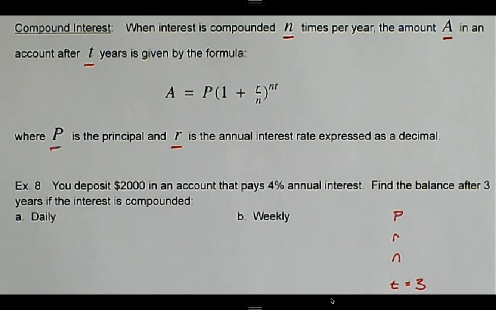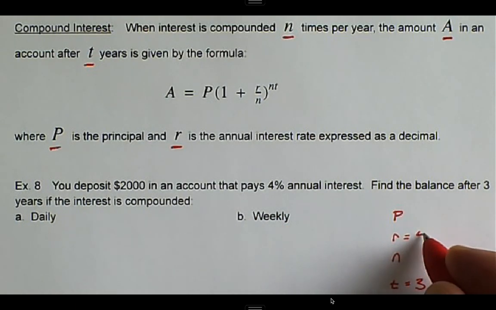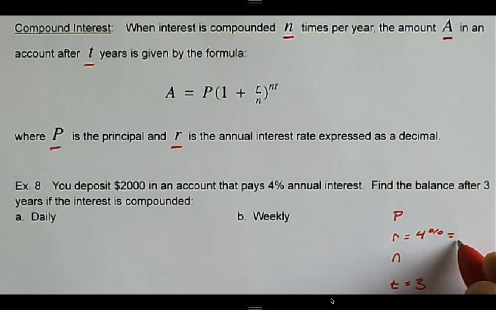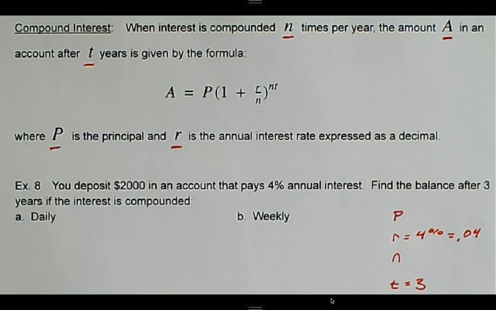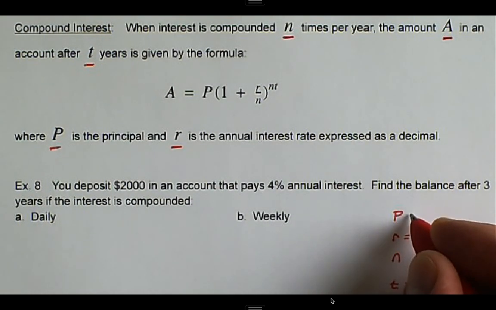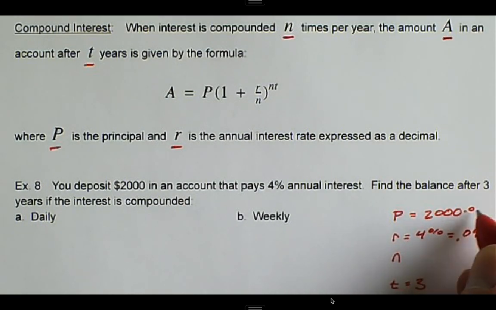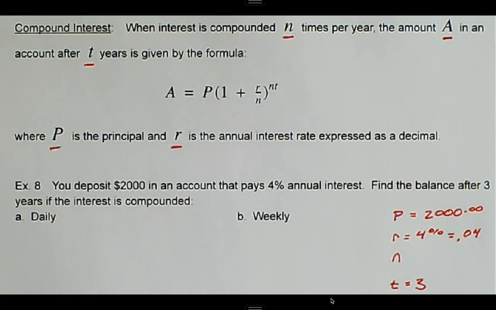4% is the annual interest, but we have to write that as a decimal, so we want to use 0.04. And the principal is the amount that we start with, so this is going to be $2,000. Those are what we know, and the only thing that's going to change is the number of times compounded per year. That's going to change the amount that we earn.